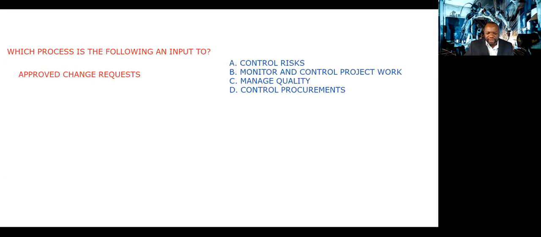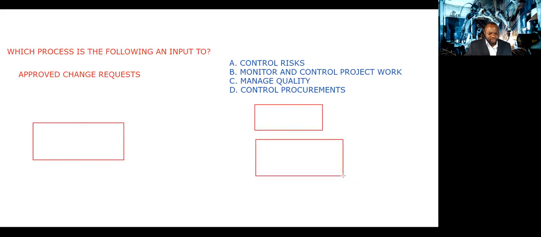For the most part, we did well with this. The answer is D, control procurements. That's where approved change request goes to. So what was I trying to achieve from this? I was trying to sensitize you to this important relationship.